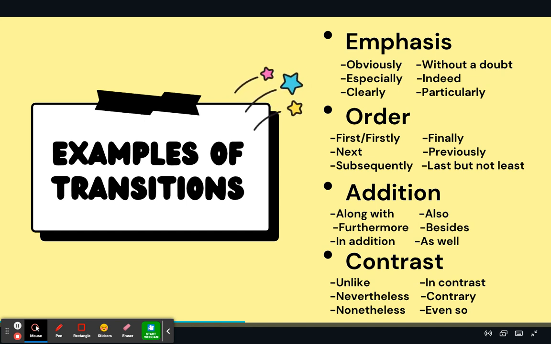You can also use transitions to contrast. So, if you're creating an argument paper and you have to show the opposing side, you might use transitions like unlike, nevertheless, or even so. These are just a few of the examples of ways you can use transitions.